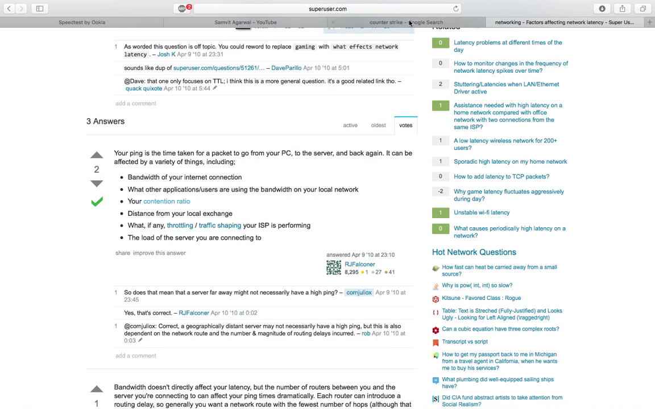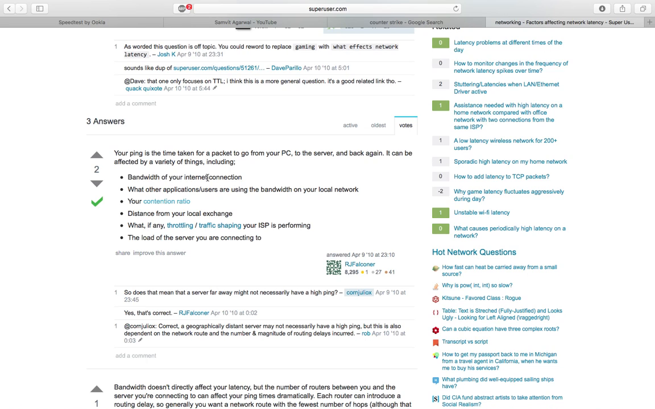Okay guys, so now that we know what exactly ping is, let's look at some factors that can actually affect your ping speed. The first factor, as you can see over here, is the bandwidth of your internet connection. So this basically means which ISP you're using, what plan you have, stuff like that. The bandwidth of your internet connection definitely is a big factor.